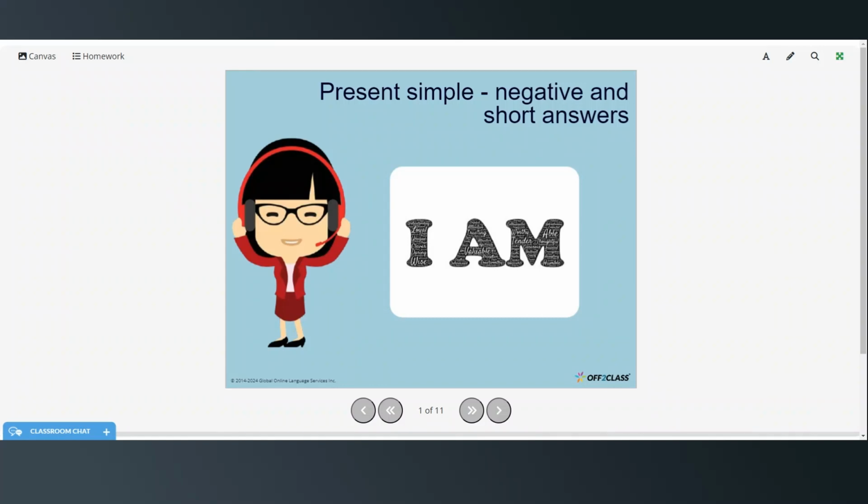This is beginner level ESL. It's a listening lesson, level A1, lesson 7, I believe. Today we're going to be talking about the present simple in the question form for yes or no questions and answers, and also present simple in the negative.